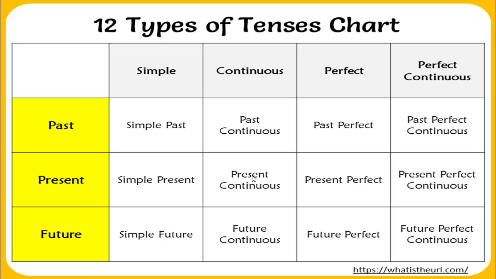As you know, there are three tenses in English: past, present and future. They have four aspects: simple, continuous, perfect and perfect continuous. So we have 12 tenses in English. Let's have a look at them.